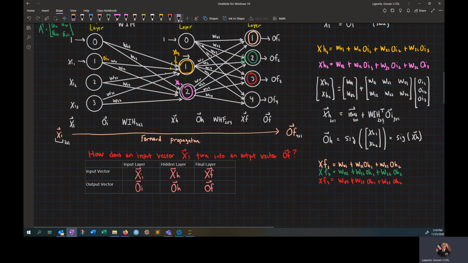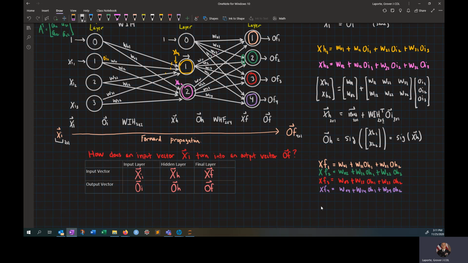All right. And then the final one, I'll do this in purple, XF4. And I'm only doing this just so you guys see it multiple times. You can fast forward through the video if it already makes sense to you. OH1 plus W24 OH2. Okay, so again, same idea. I wish there was an easier way of doing this, and guess what, there is.